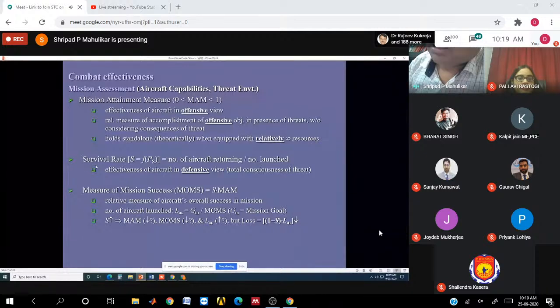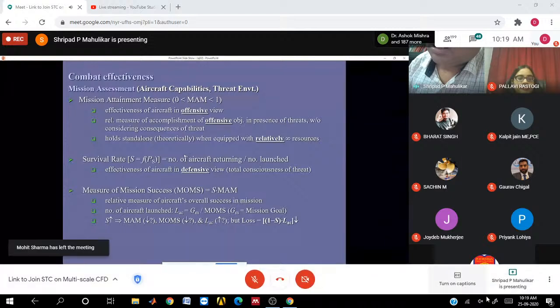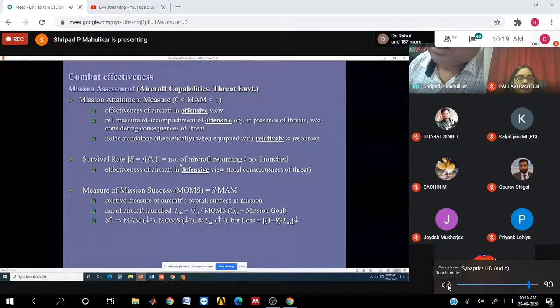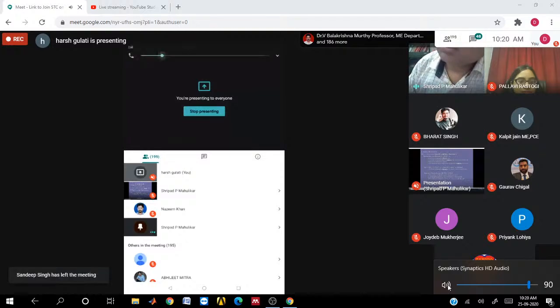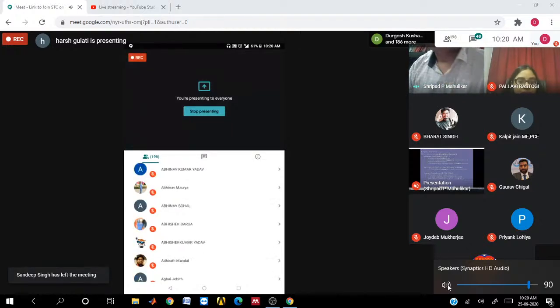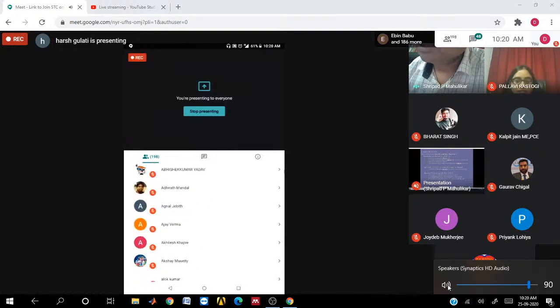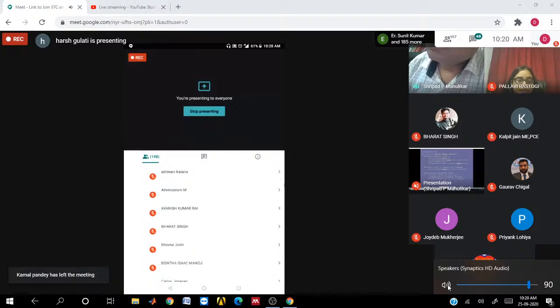The second parameter is the survival rate. Survival rate is a function of survivability. For air power, aircraft are carriers of the offensive part of the mission. So survival rate is the number of aircraft returning after completing the offensive part of the mission divided by the number of aircraft launched for executing it. Survival rate is the effectiveness of aircraft in the defensive perspective, that is, considering total consciousness of the threat posed by the opposite side.